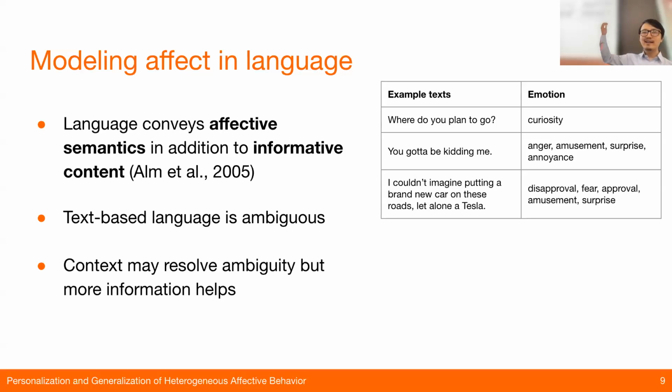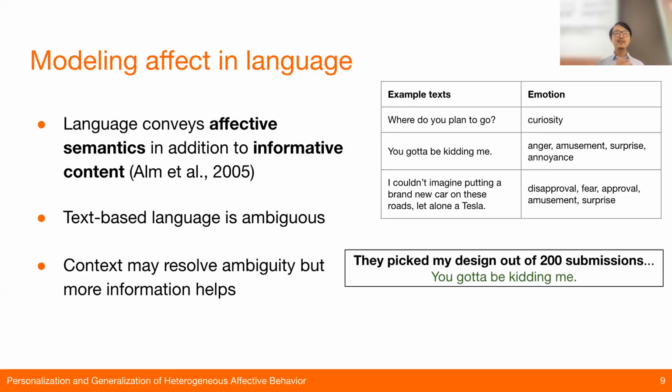To your right, we can see a table where the first sentence is only conveying a single emotion, whereas the second sentence is conveying multiple different emotions. And sometimes having context helps. So let's look into some of the cases.